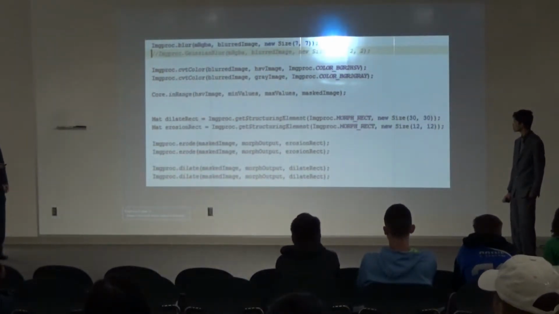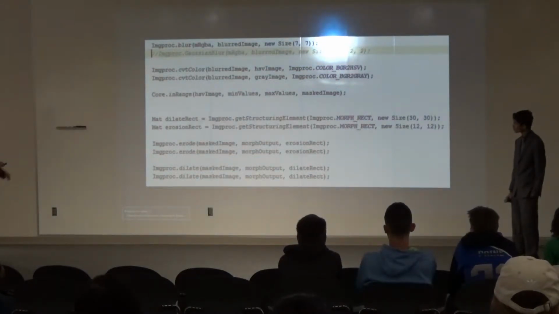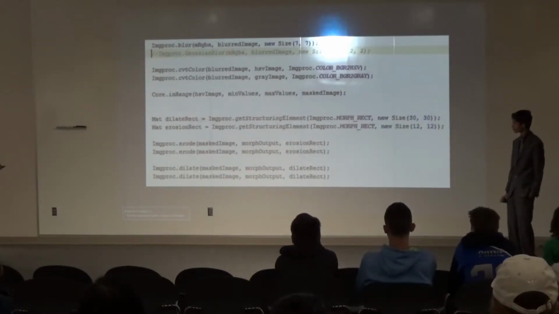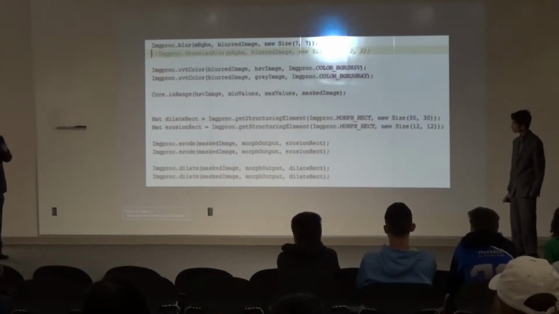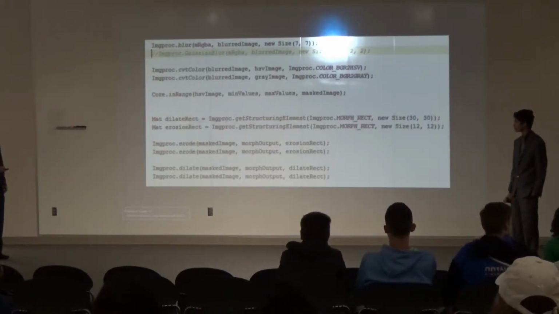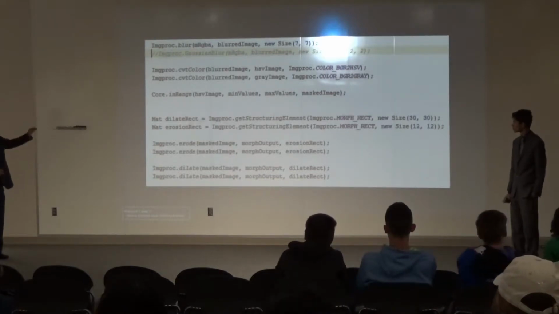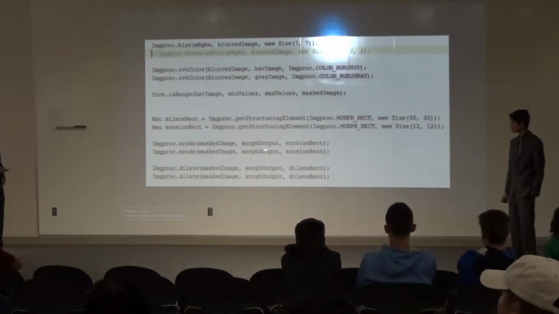Here's the code I was talking about. I used this Core.inRange function. It inputs an HSV image and also the min and max values, which are both scalar quantities. It outputs this masked image, which has the tennis ball, or whatever it detects, returned as white, and the rest returned as black space. From here, I use dilation and erosion twice, using the Core.inRange output as my input for these two functions. And whatever gets changed is returned as your morph output.